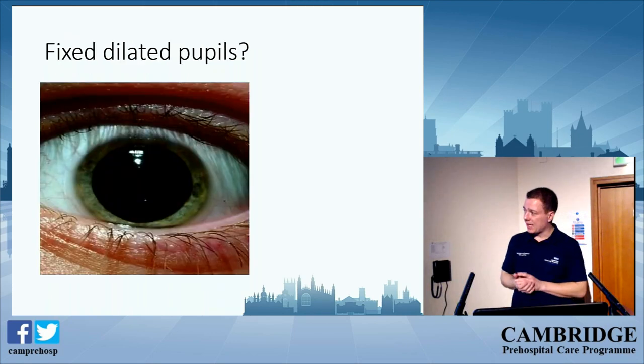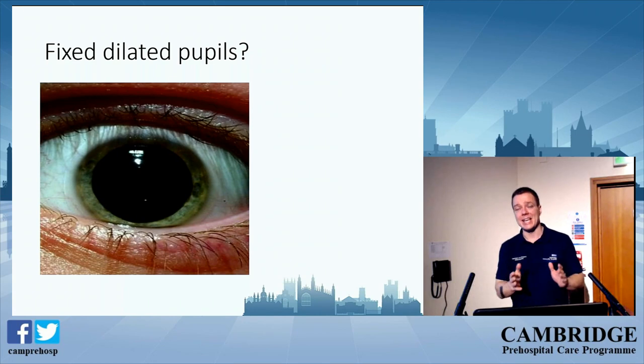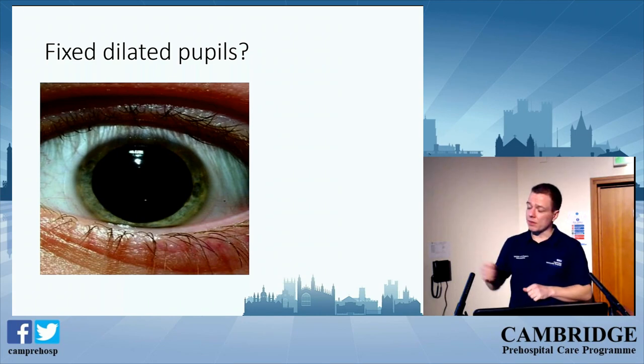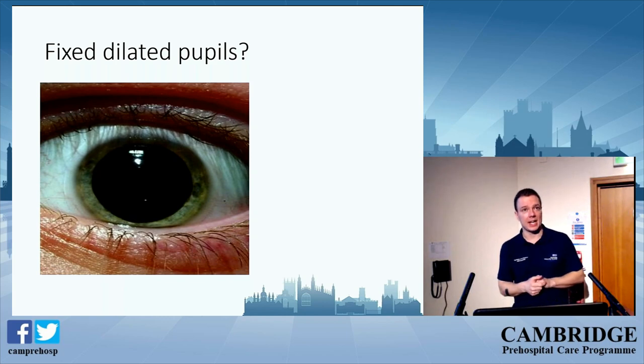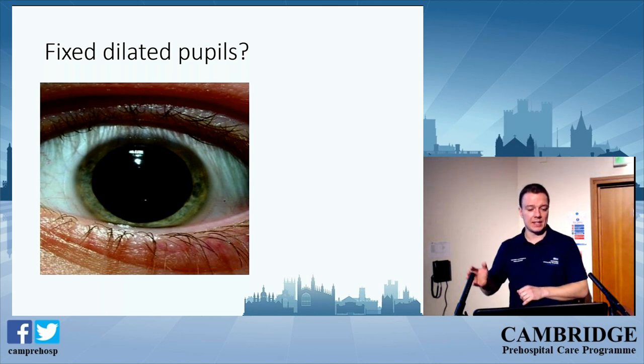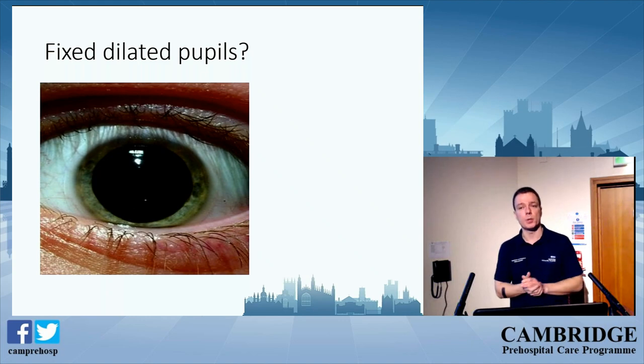But it doesn't mean that some of the prognostic factors and some of the decision making isn't the same for patients regardless of their temperature. I would point out that fixed dilated pupils in the context of hypothermia is not a prognostic indicator. So patients who are profoundly hypothermic can still have fixed and dilated pupils. And we've certainly seen that in the context of other causes of cardiac arrest. So I certainly wouldn't be using the pupils to dictate whether or not I commenced resuscitation attempts.